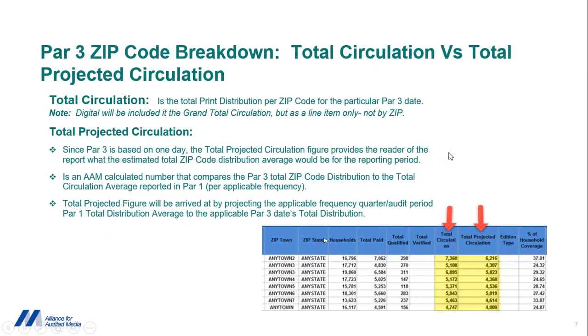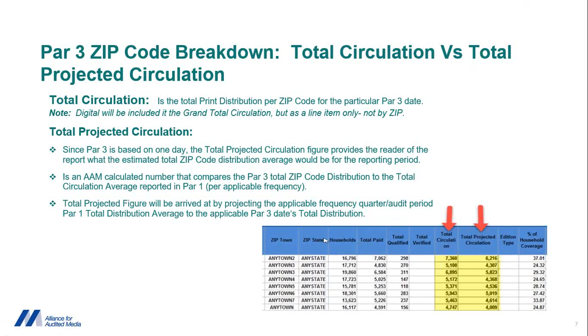Some of the key components you're going to find in the zip code report, whether it's the audit report or the quarterly data report, is this column here. It's total circulation and total projected circulation. So as I mentioned before, we ask our clients to select a daily day and a Sunday day for paragraph 3. So when you add total paid, total qualified, total verified, it comes up with this total circulation number for that paragraph 3 date.